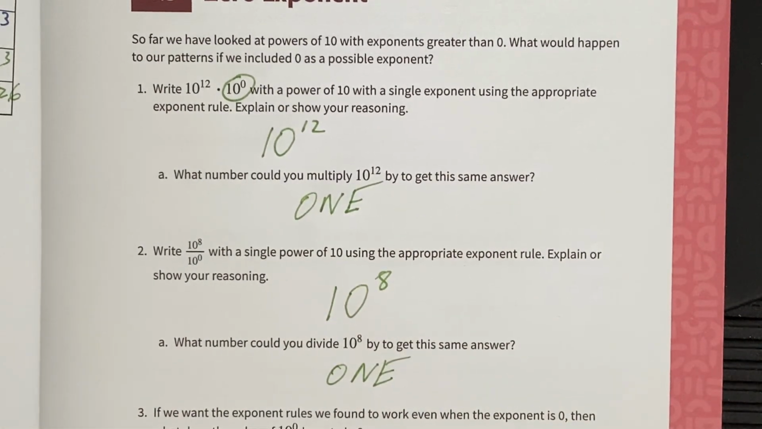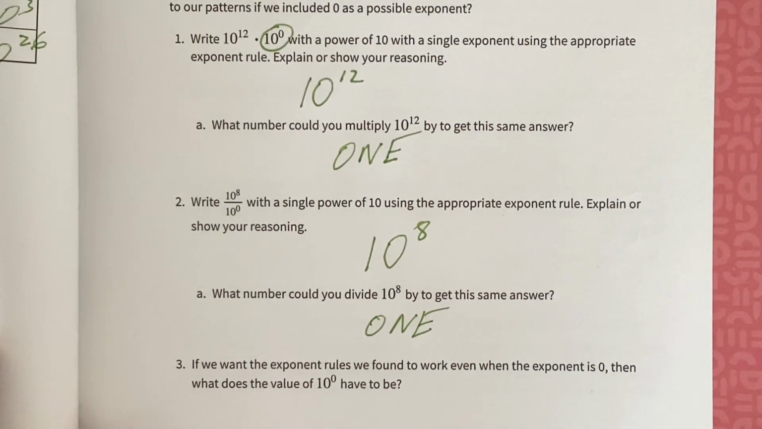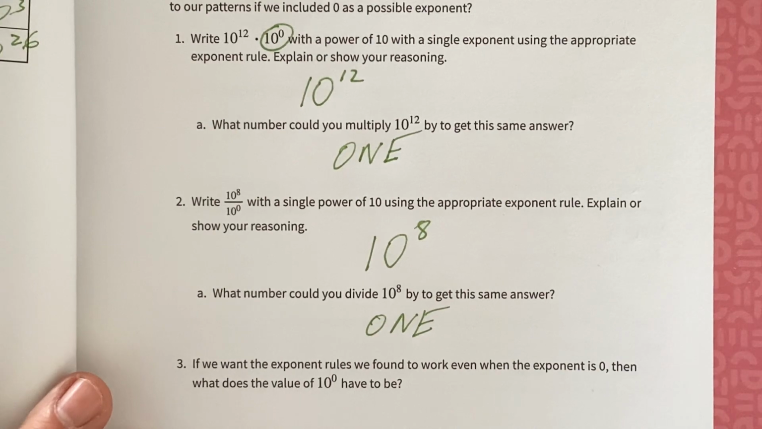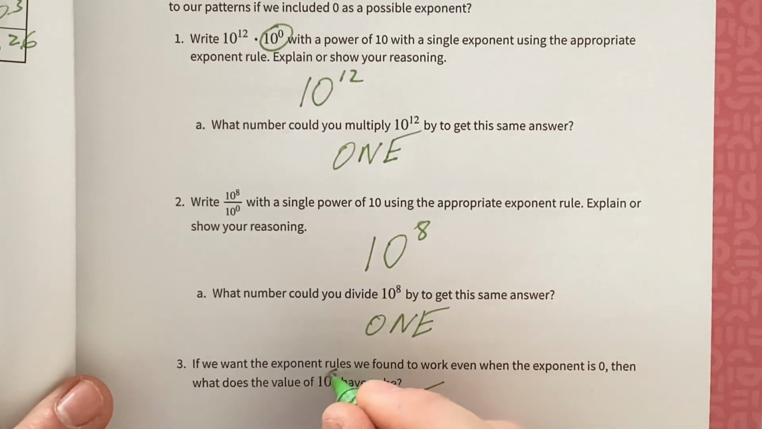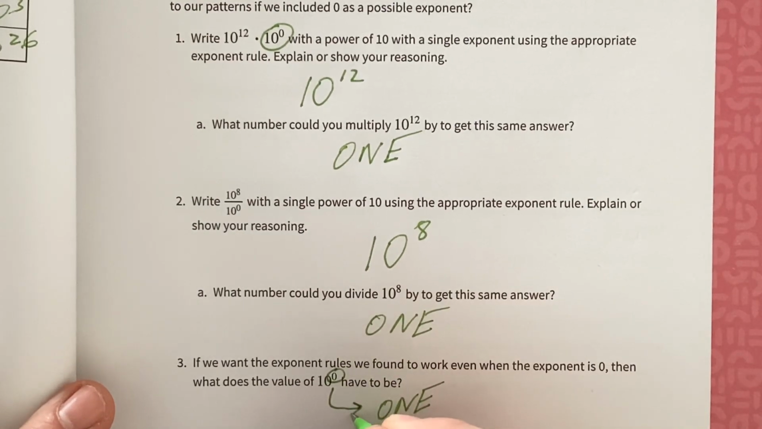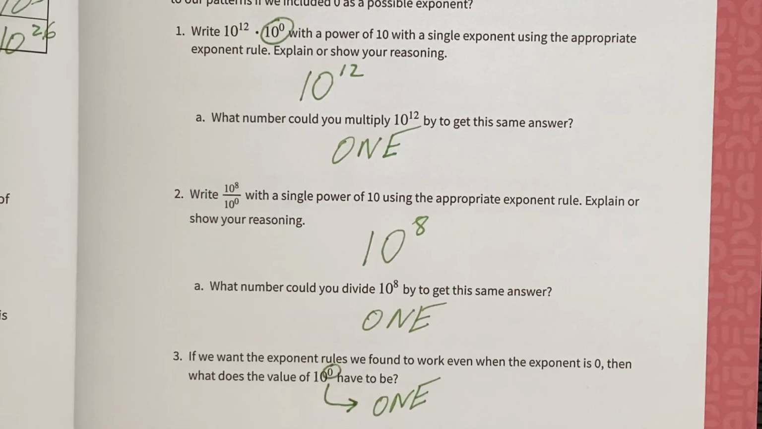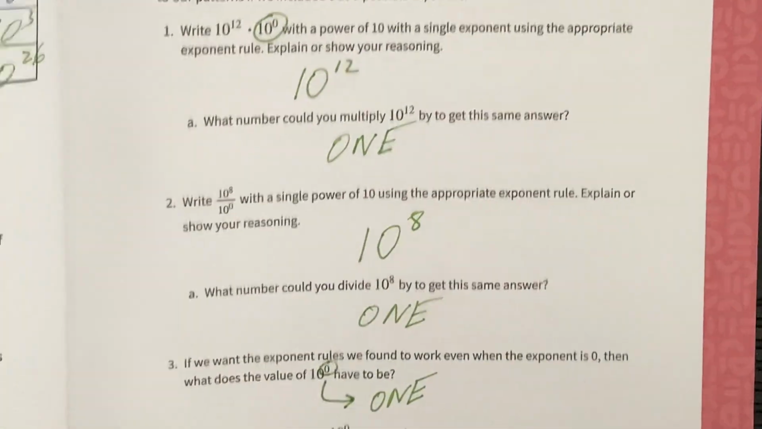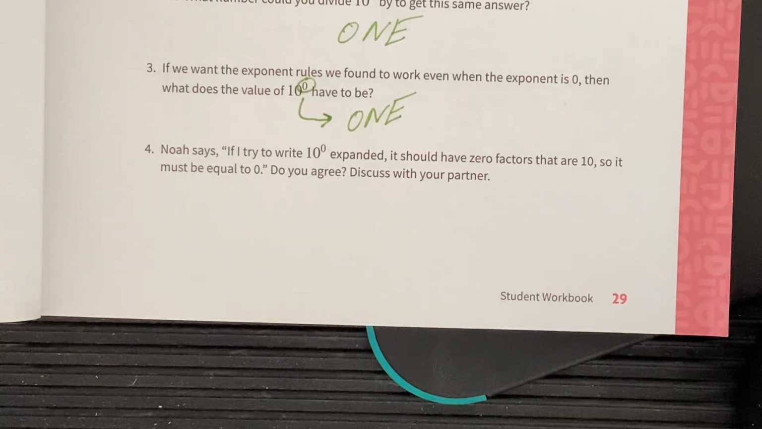So the whole point of that is if we want the exponent rules to work even when the exponent is 0, then what does 10 to the 0 have to be? 1. Okay, anything with a 0 exponent, guys, it is very important to note that it is always 1. 100% of the time. You could have 10,000 to the 0 power and your answer is 1.